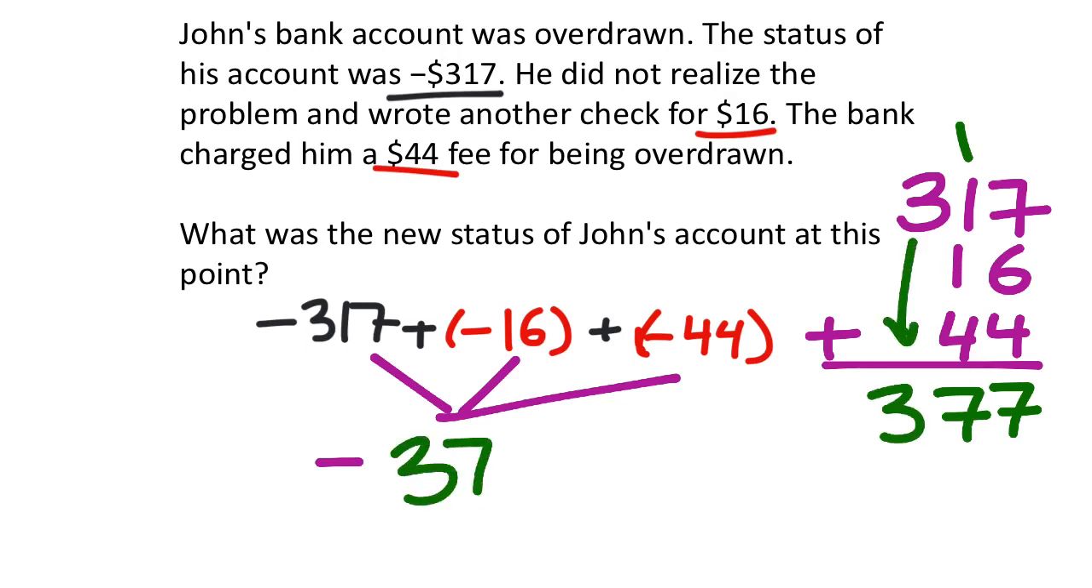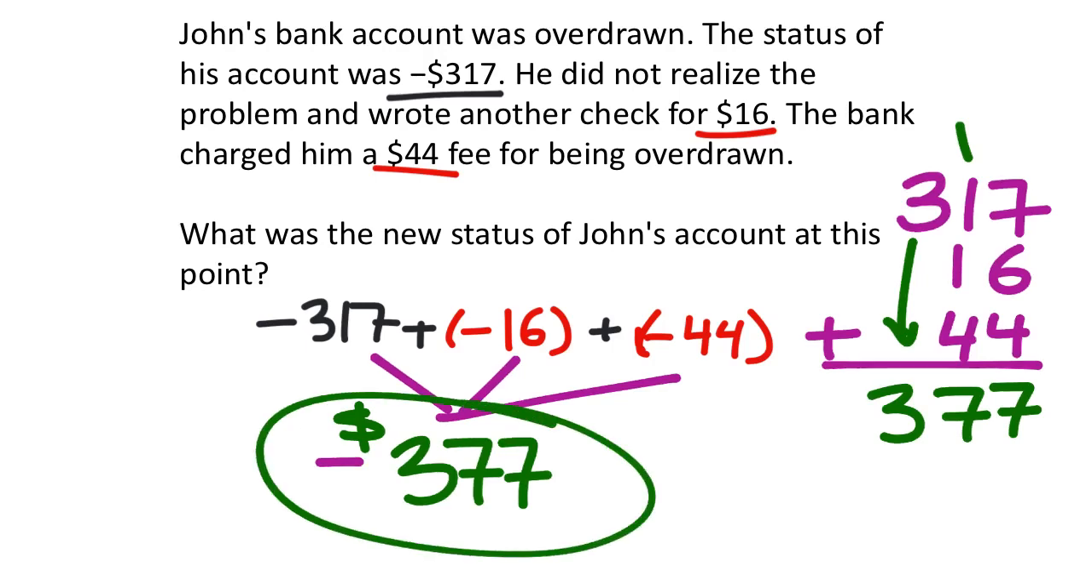So John, after writing that check and having his account already overdrawn, the status of his account would be negative $377. Or in other words, he owes the bank $377.